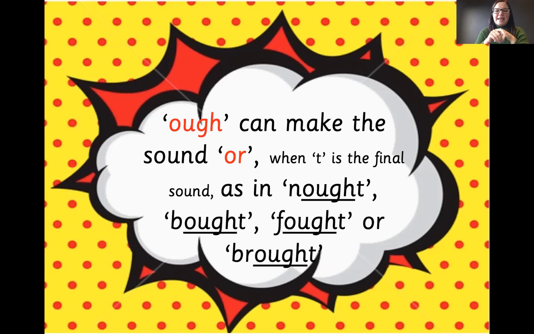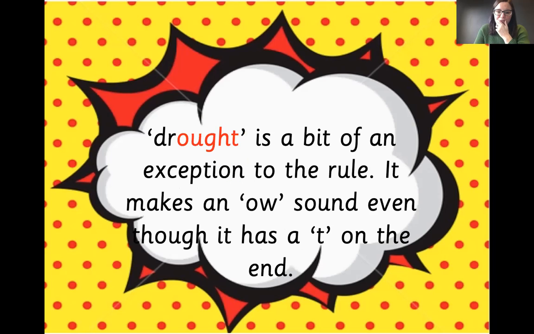O-U-G-H can make the sound or when T is the final sound, as in naught, bought, fought, or brought. So you can see in this one that the O-U-G-H is making the or sound in the middle of the word, and then you've got the T on the end. Naught, bought, fought, or brought. So that's another one, 5.